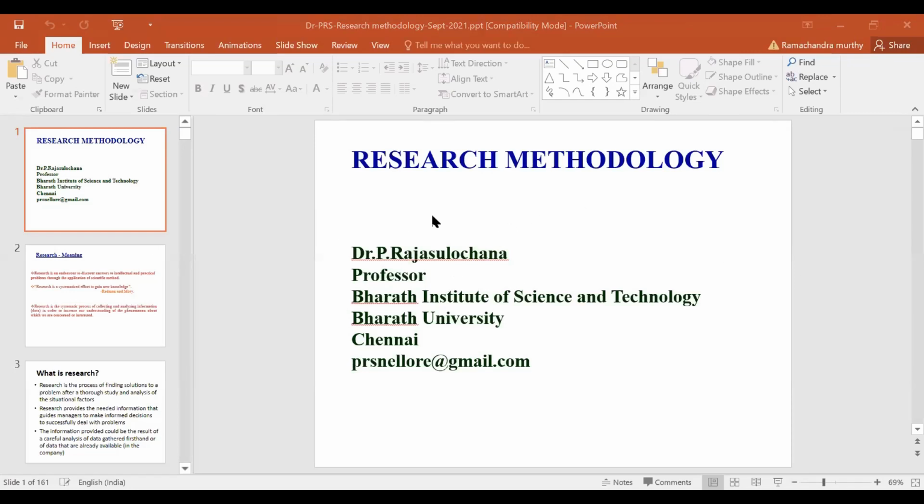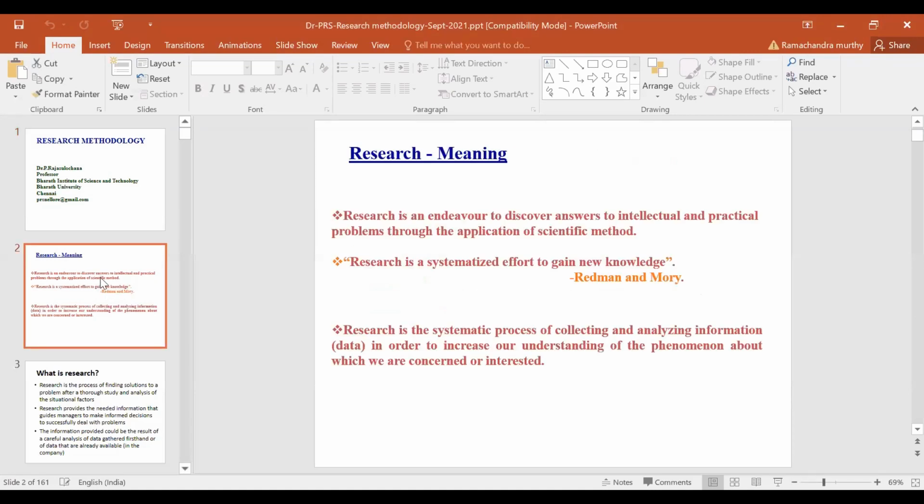So first we will research methodology topic. First we will see the research. What is the meaning of research? Research is the discovery of answers to intellectual and practical problems through the application of scientific method.